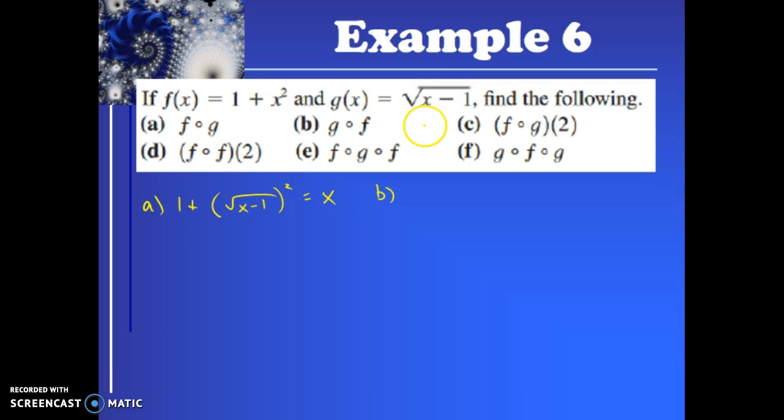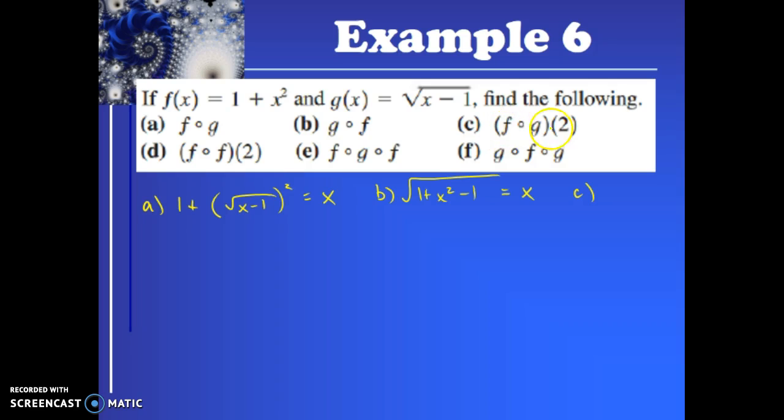Part B, I'm going to plug my f function into the g, which is square root of 1 plus x squared minus 1. 1 minus 1 cancel each other out, so I've got the square root of x squared, which is just going to be x. If I want to get technical, it should be the absolute value of x.